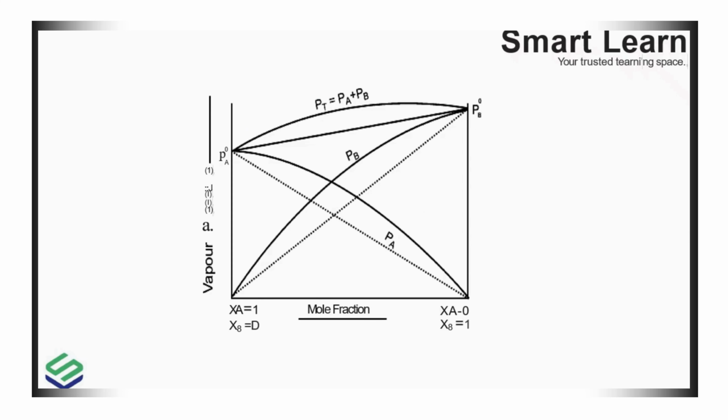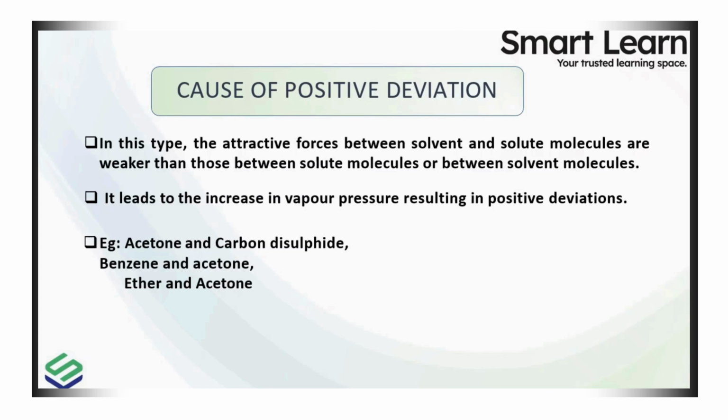Look into the graph. There are two axes, the x-axis giving the mole fraction and the y-axis giving the vapor pressure. The curve lies above the Raoult's line. So in positive deviation, the vapor pressure of the solution is higher than expected. For example, acetone with carbon disulfide, and ethanol plus cyclohexane. The cause of positive deviation we have discussed.